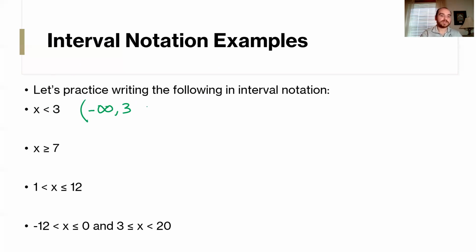3, since we don't have an equal sign, it can't actually be 3 if I have x equals 3. That doesn't work because 3 is not less than 3. 3 is equal to. So we're going to have a normal parentheses here.